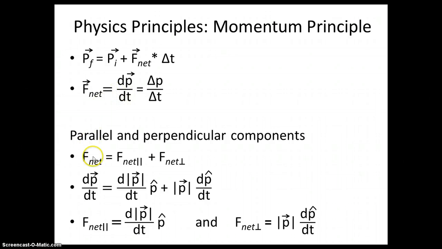We know that Fnet can be broken down into two components, the parallel component, Fnet parallel, and Fnet perpendicular. Similarly, dp/dt can also be broken down into its parallel and perpendicular components. This is the parallel component of dp/dt, since here we are taking the change of the magnitude of the momentum rather than the direction, which informs us if the object is slowing down or speeding up. This is the perpendicular component, since we are taking the direction of the momentum, so we can see if the object's trajectory is curving.